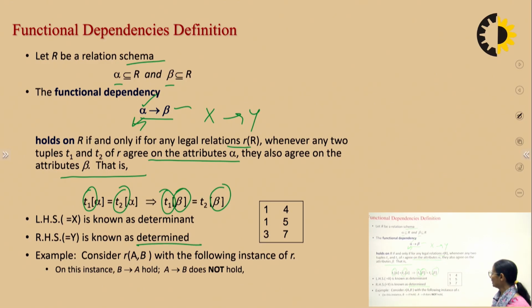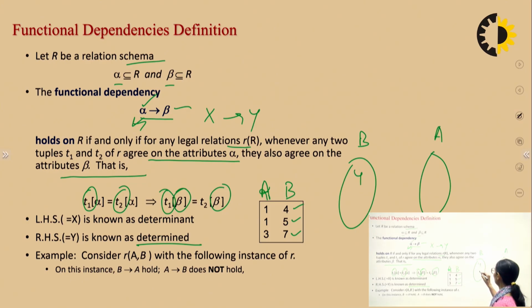Let's suppose this is my relation, where this is my A attribute and this is my B attribute. Then on this instance, B implies A holds. How? Both these values are unique. If this is B and this is A, here I am having 4, 5, 7 and here I am having 1, 1 and 3, then 4 uniquely corresponds to 1, 5 to 1 and 7 to 3. So this condition holds.